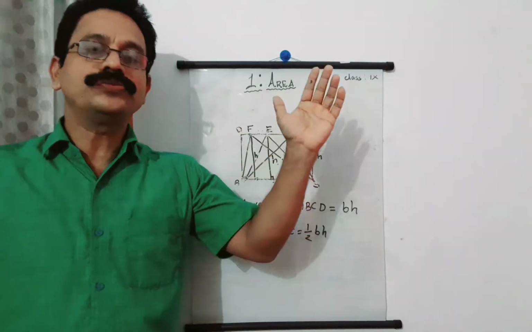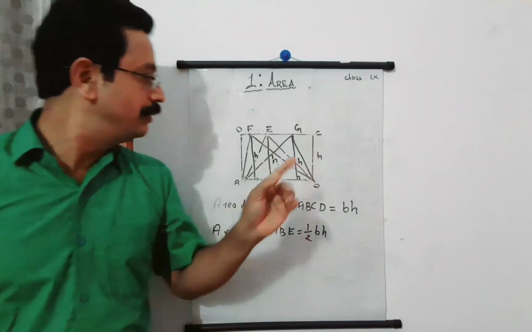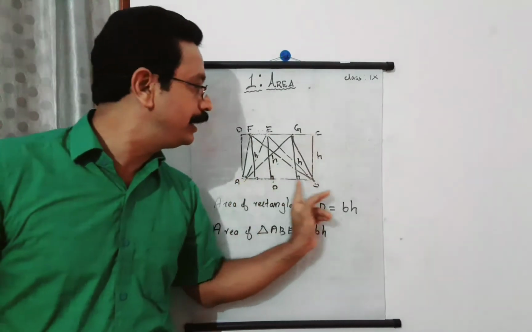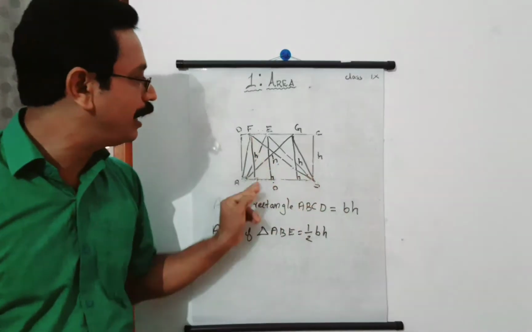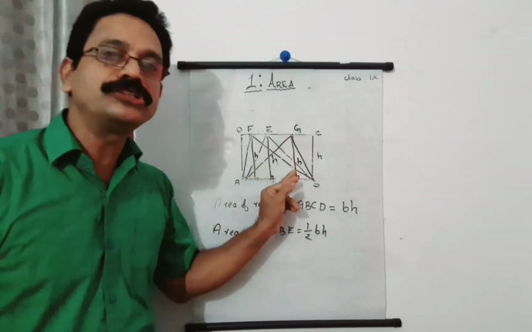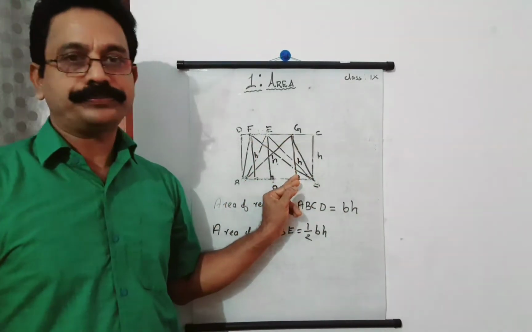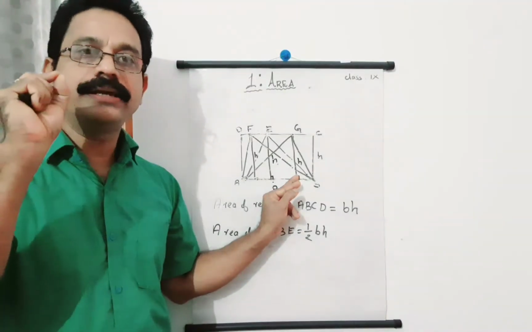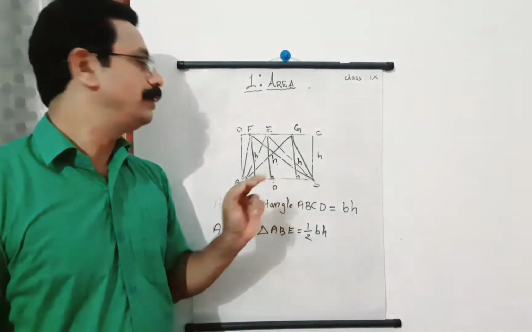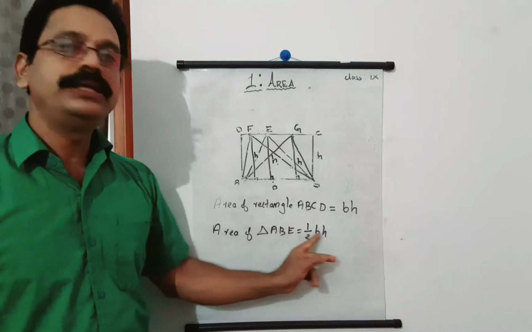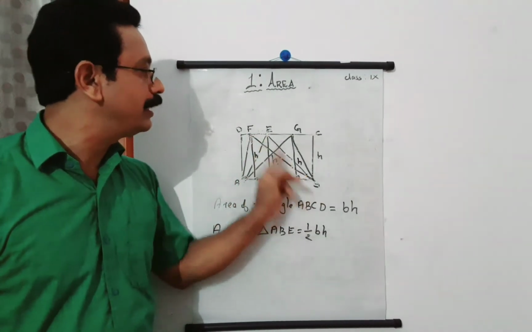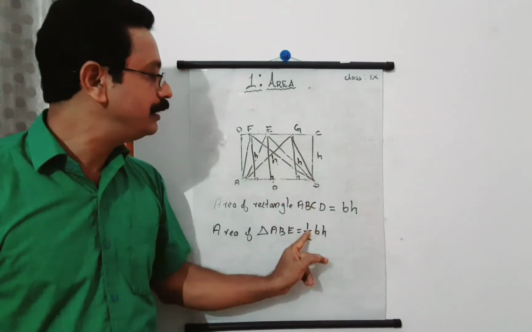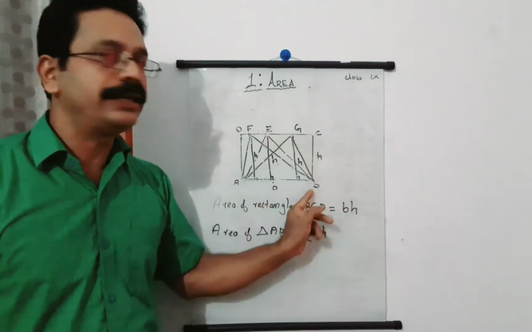Why are the areas of these triangles equal? They all have an equal base. Their base is common, and their heights from the opposite vertex to that side are equal. If base and height are equal, then areas will also be equal. And the area of each of these triangles will be half the area of the rectangle.